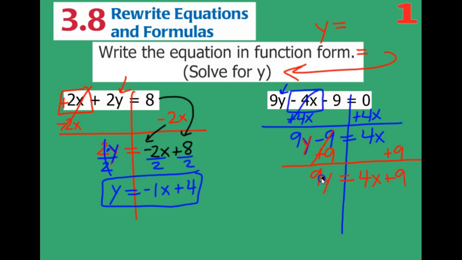Now we're super close. All we have to get rid of is that 9. The opposite of multiplying is divide. And just like before, divide every single number by 9. So that makes 1. We have y equals. If it's not going to make a nice number, just leave it as a fraction. 4/9 x plus 9 over 9, which is 1.